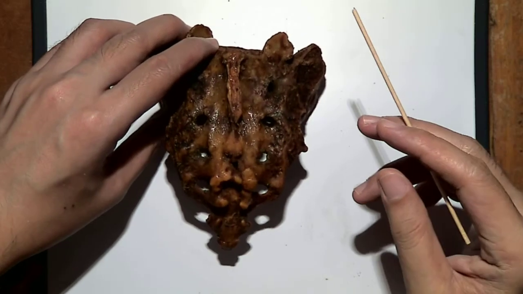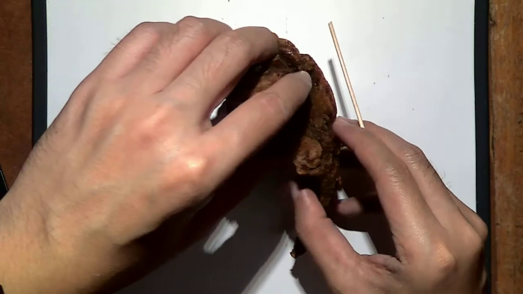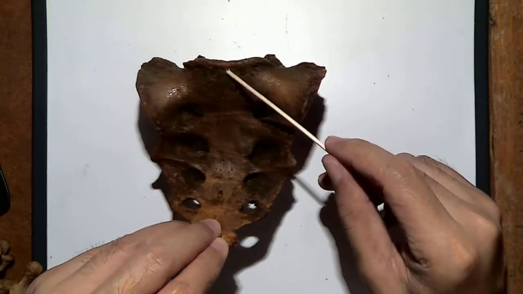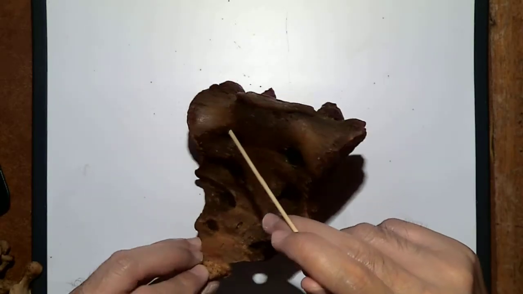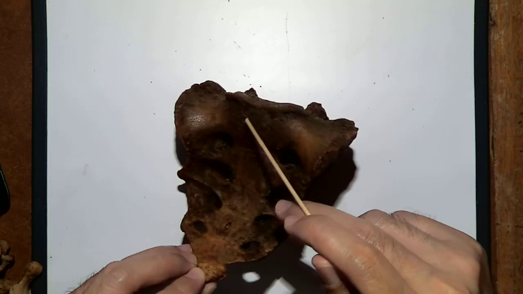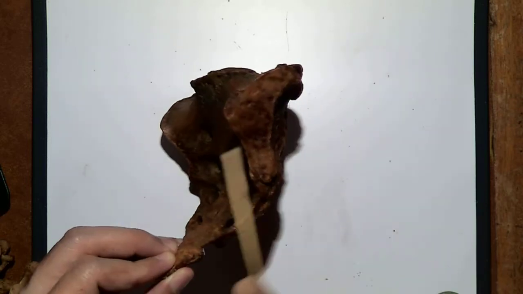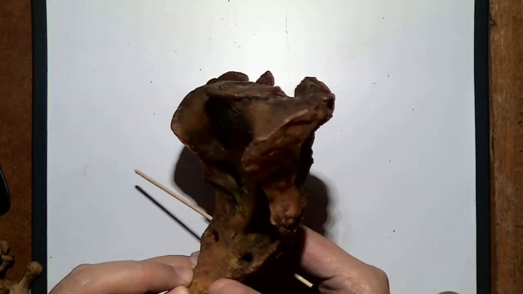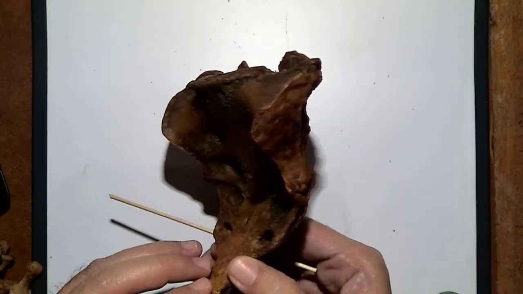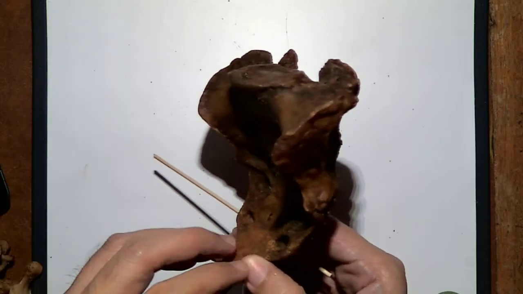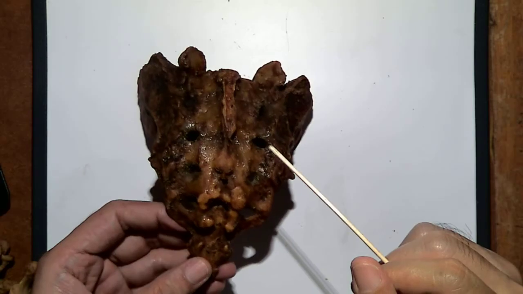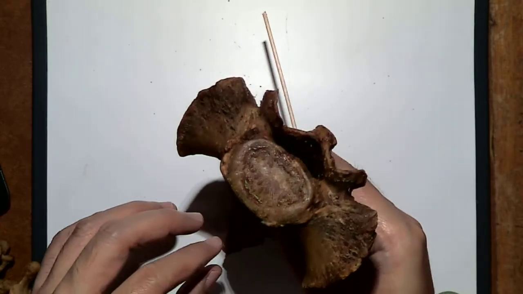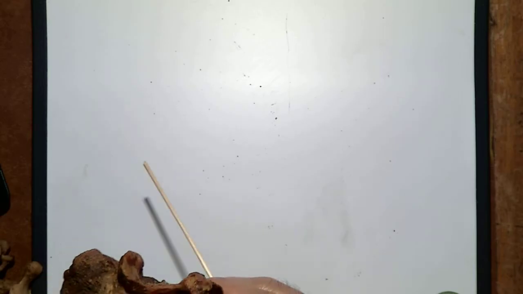And then we have here the fused coccygeal bones, the rudimentary or non-functional tailbone of humans. This part is called the sacral promontory. It is anatomically and clinically significant once the sacrum forms part of the pelvic ring or the pelvic girdle.